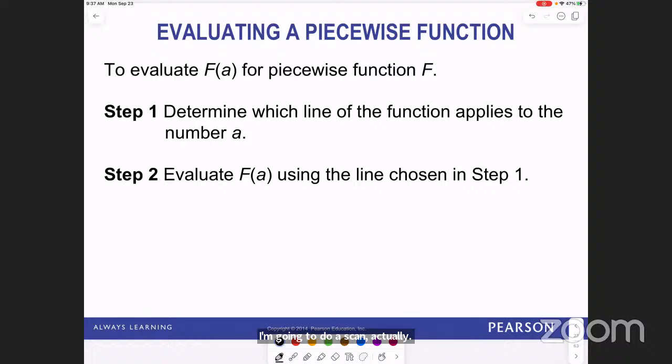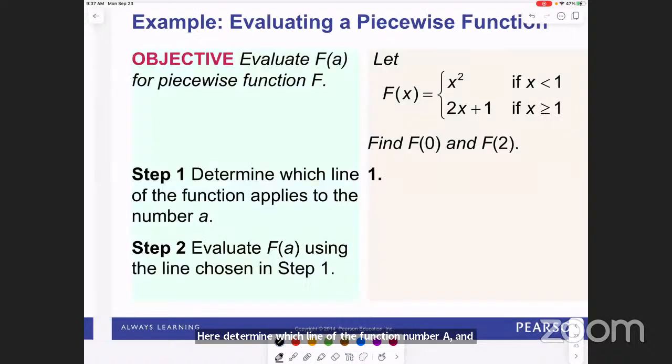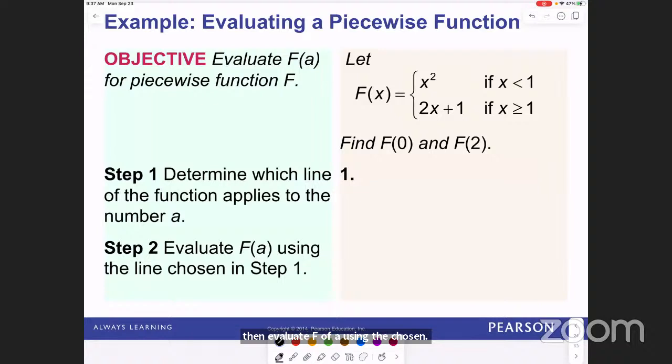Actually, I'll say this part on my own. So a piecewise function here. Determine which line of the function applies to number A, and then evaluate f of A using the line chosen in step one. So for instance, in this example, we're asked to find f of 0 and f of 2.